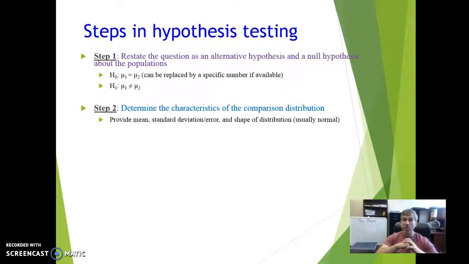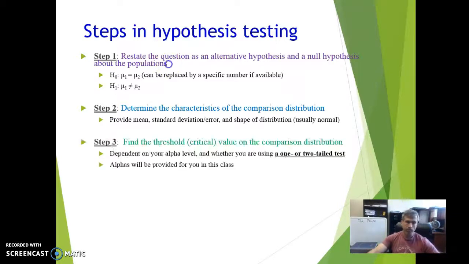And the last thing is you just identify the shape of the distribution. For now, that means literally just saying it's a normal curve. We're going to deal with some non-normal curves a little bit later on, but for now, you're just saying it's normal. So 3 pieces of information: the mean, standard deviation if it's a single score, but more likely the standard error if it's a sample mean, and the shape, which here is just normal curve.